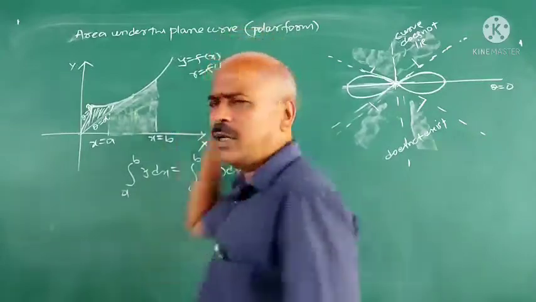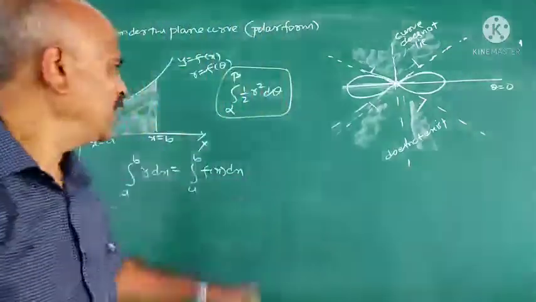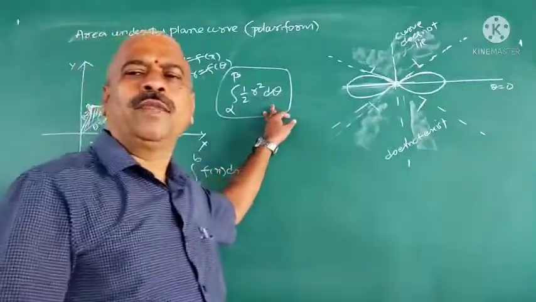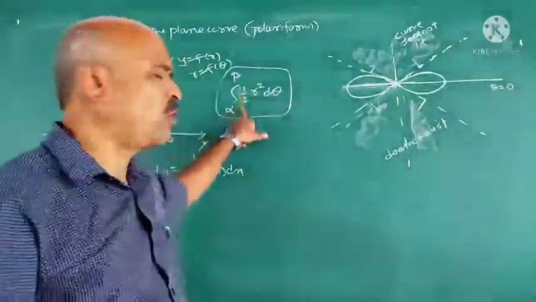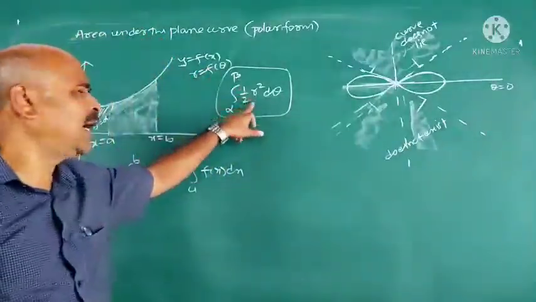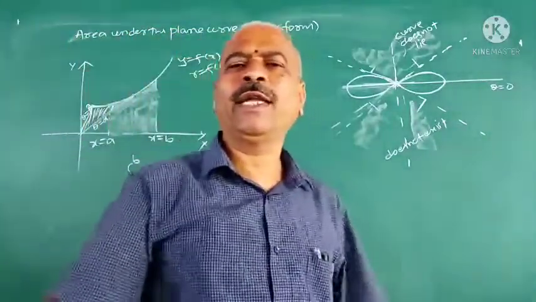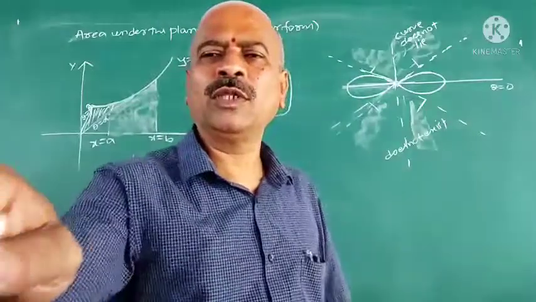That is the next topic. I derive that in the next period, and the related problems on this. Area bounded by the polar curves, the formula is the integral from alpha to beta of half r square d theta. That I derive and also solve the problems in the next period.